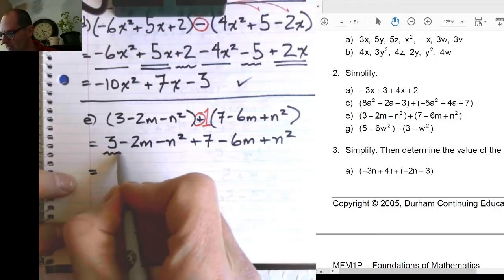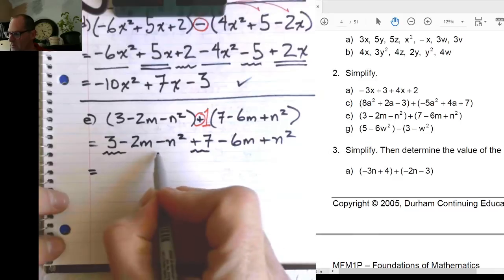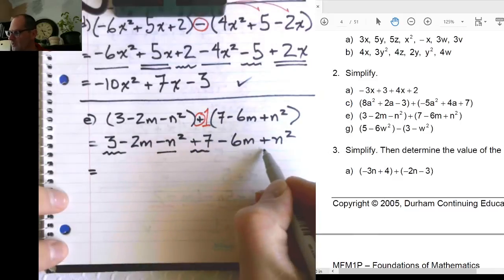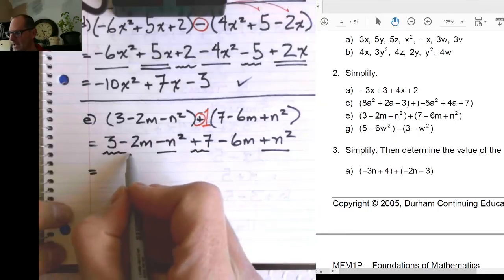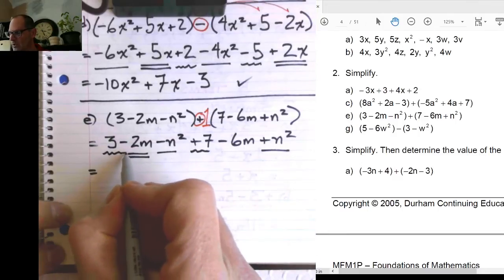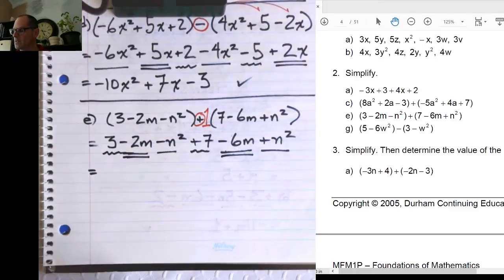As always, we will identify terms. Let's stick with the squiggle for our constant terms. Okay. And I was using a single bar under the higher order terms here, so the n squared in this case, and we'll go with the double bars under the single powered terms here, just the m terms.